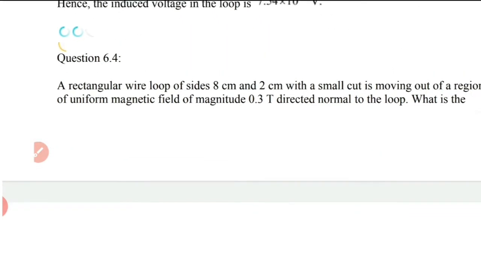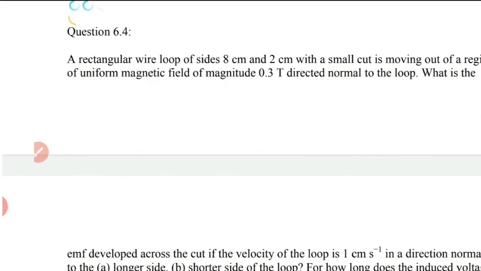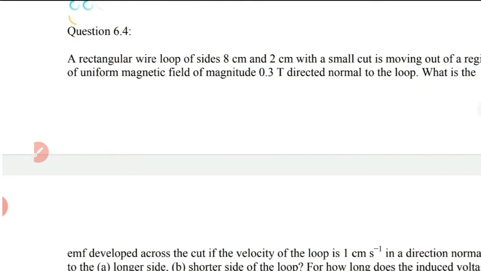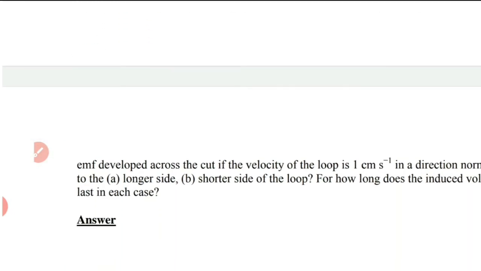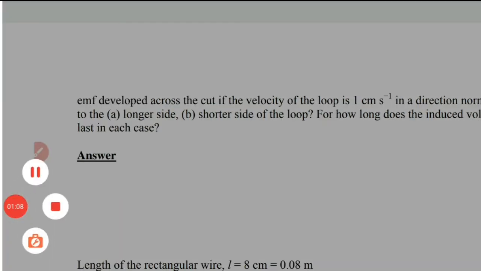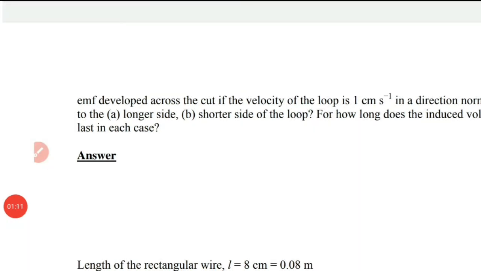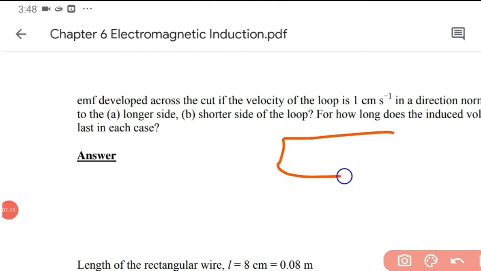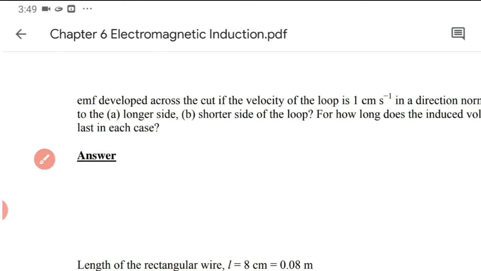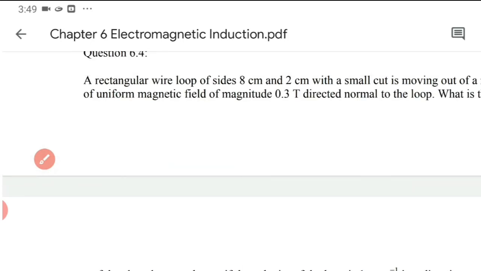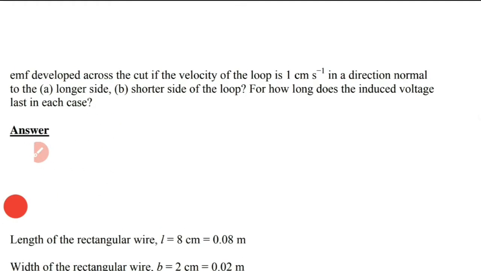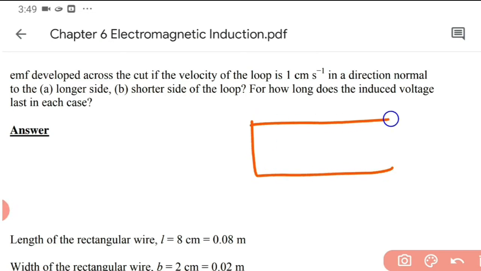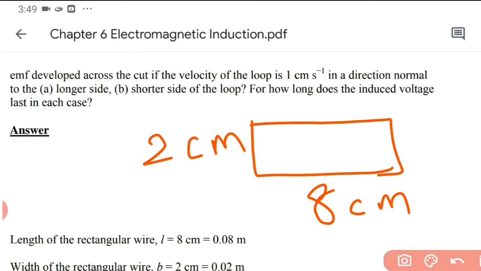So in this question, we have a rectangular wire loop and normal to the plane of the loop, we have a magnetic field. So if we represent the loop like this, this is the loop, and we know it has a longer side and a shorter side. Longer side is 8 cm and shorter side is 2 cm. So this is the rectangular loop. This is the 8 cm side and this is the 2 cm side.